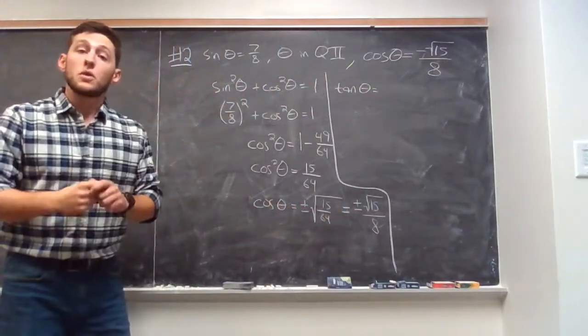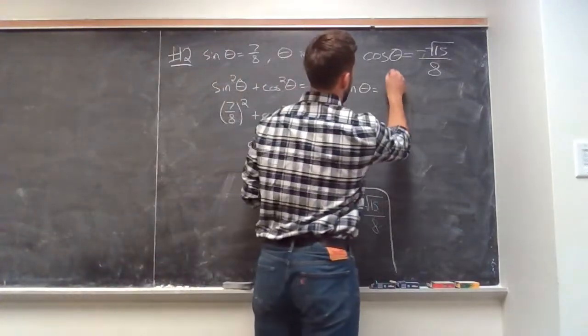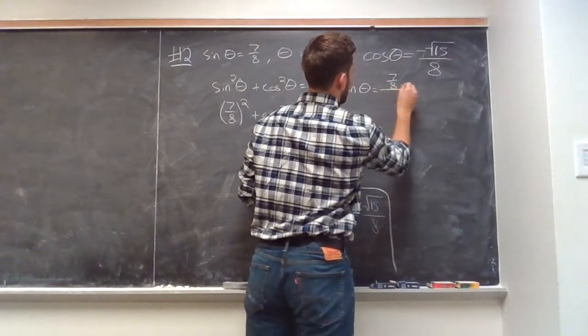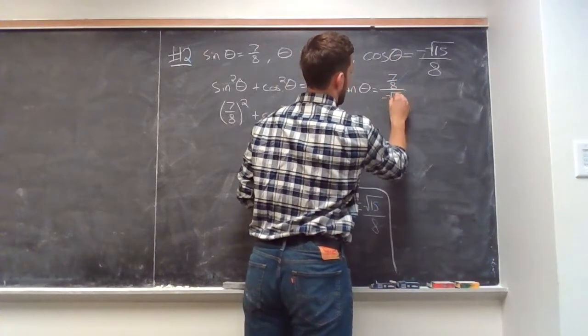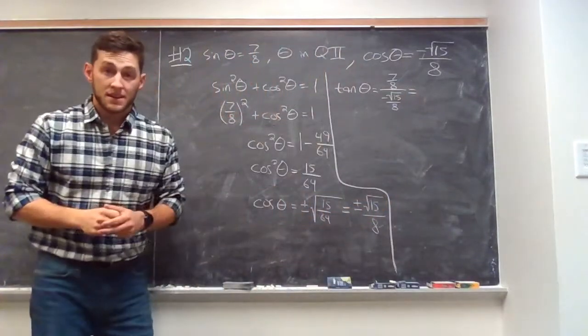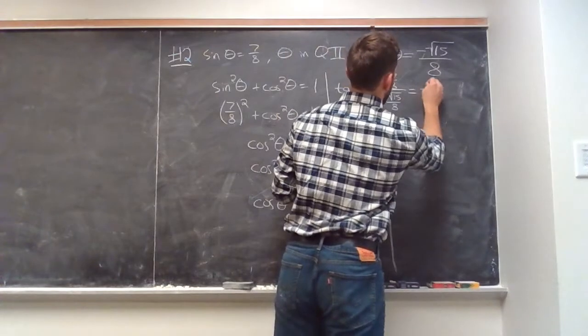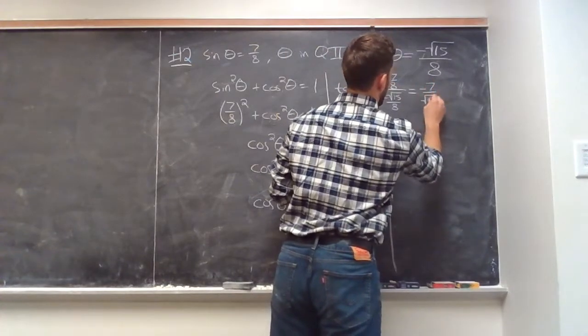Tangent of theta, remember that is sine divided by cosine of that angle. So I'll have 7/8 divided by negative square root of 15 divided by 8. Now multiply by the reciprocal, giving you negative 7 over the square root of 15.